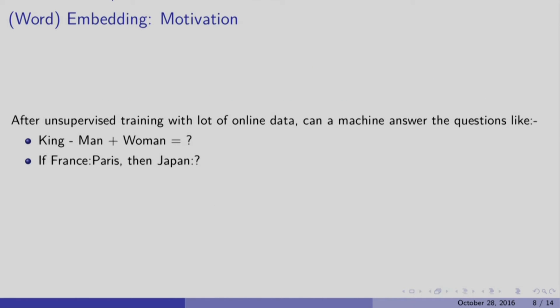So here are some desirables. Let's say we perform some unsupervised training with some online data. Can we discover that a king minus man plus a woman is actually a queen? Or that if Paris is a capital of France, then Tokyo should be the capital of Japan? In fact, the capital relation was implicit, and so was the head of the state relation in the first case.